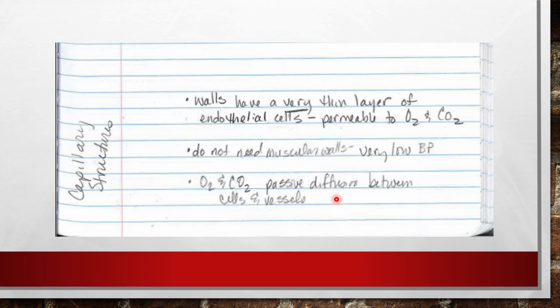Oxygen and carbon dioxide are diffusing along their concentration gradient. So in a capillary, there's usually more oxygen, so it diffuses into the cells. There's more waste products, carbon dioxide, in the cells, so it diffuses into the capillaries. It goes from high concentration to low concentration.